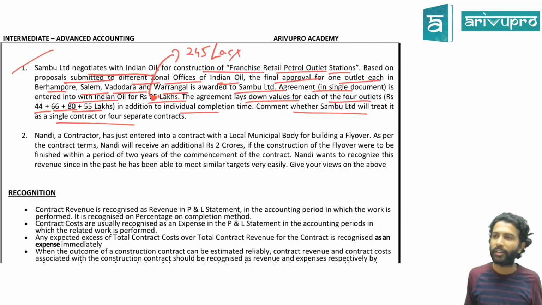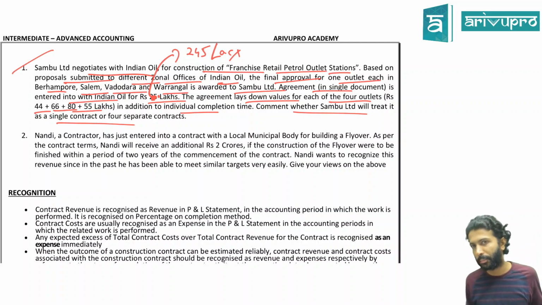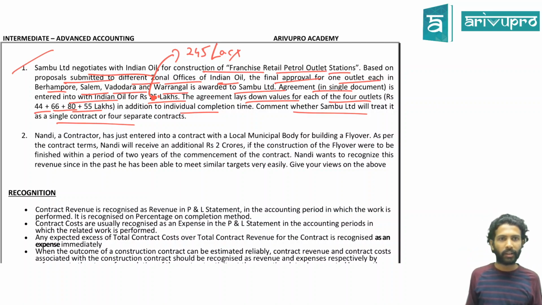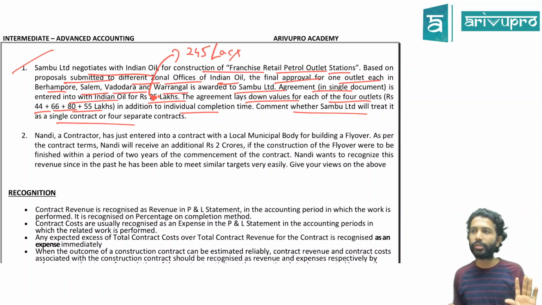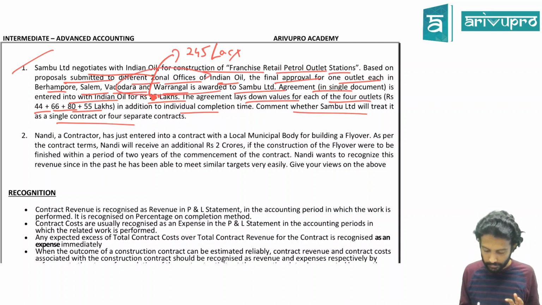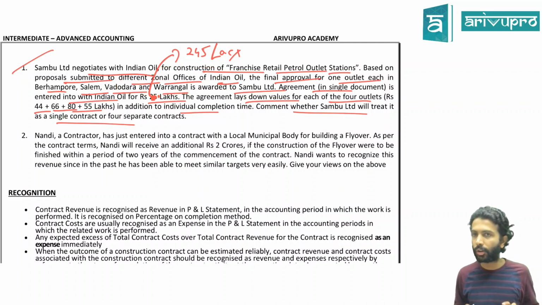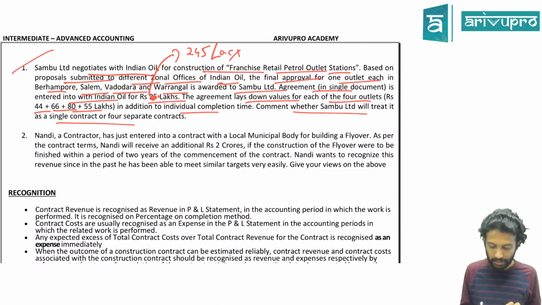Go back to the factors, for you to categorize as separate or combining, segmenting or combining. Segmenting means separate. For you to separate the contract, there were 3 conditions. What are those 3 conditions? Different proposals. Is it there? Did you send the proposal to one zonal office or 4 different zonal offices? Check the second line itself: based on the proposal submitted to different zonal offices. Isn't that given there? So different proposals. Correct, guys?